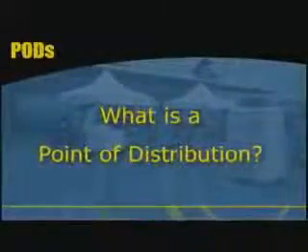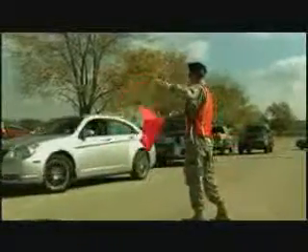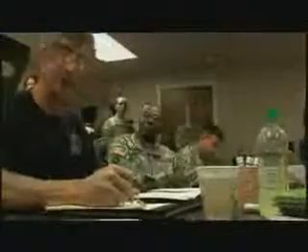What is a point of distribution? A point of distribution, or POD, is where the public goes to pick up emergency supplies following a disaster. The need for a POD is based on the lack of an infrastructure to support the normal distribution of food, water, or other supplies. You, the local emergency management agency, or LEMA, determine the need for a POD, the staffing of the POD, the location of the POD, and the commodities to be distributed there.